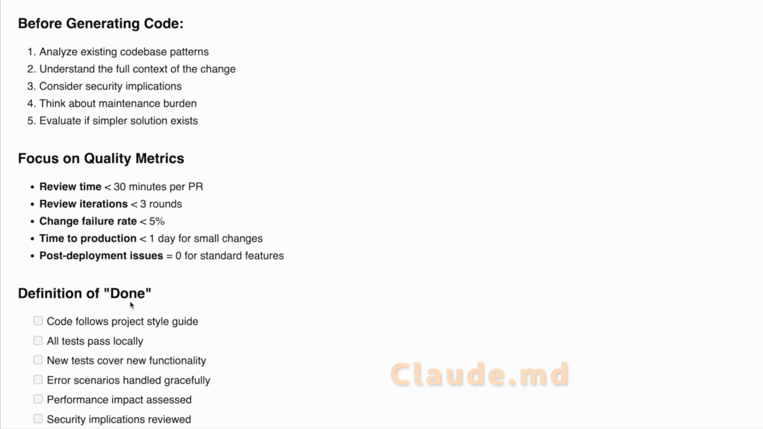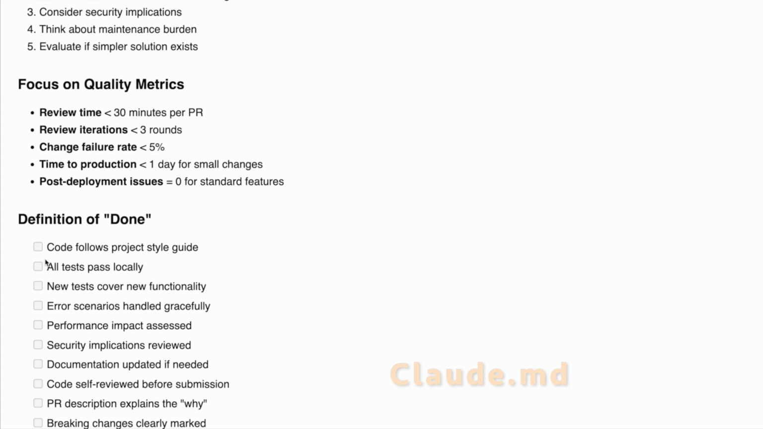We have here also a block about the definition of done. Claude follows the project style guide. All tests pass locally. New tests should cover new functionality. Error scenarios are handled gracefully. Performance impact is assessed. Security implications are reviewed. Documentation is updated if needed. Code is self-reviewed before submission, and the PR description explains the why. Breaking changes are clearly marked. And that's it.